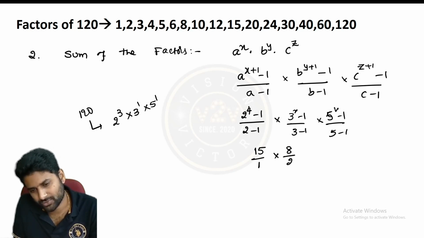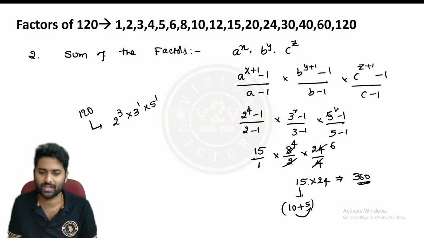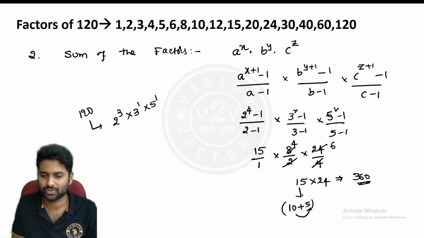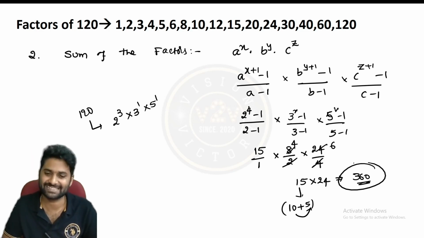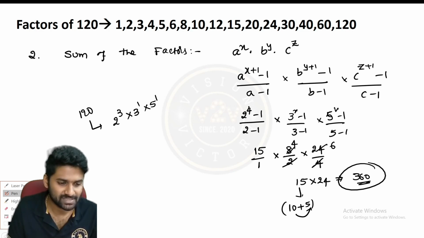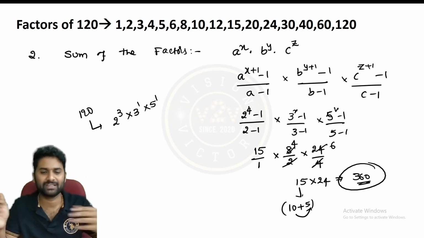So 8 by 2, 24 by 4. Just cancel here: 6 times, 4 times. Now, if 15 is multiplied with 24, the total value becomes 360. Guys, 15 you can split as 10 plus 5, right? So 10 times 24 is 240, and half of 240 is 120. The sum of these two numbers is 360. Is it clear? So this is the formula to find the sum of factors. Sum of factors means add all those factors, that gives the resultant.